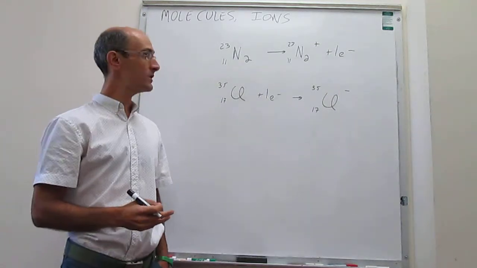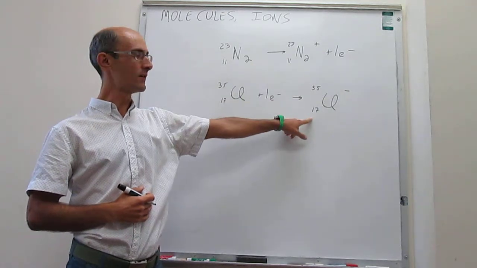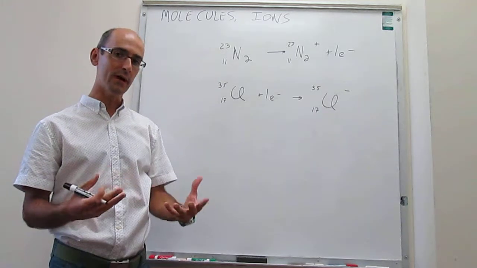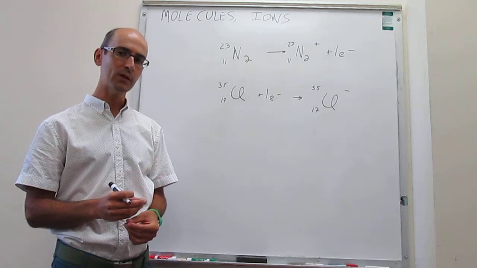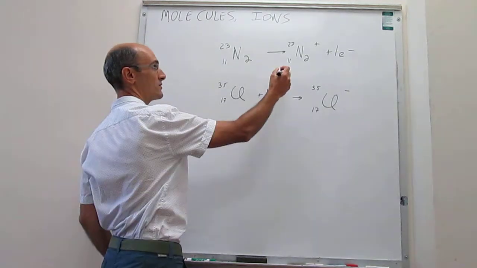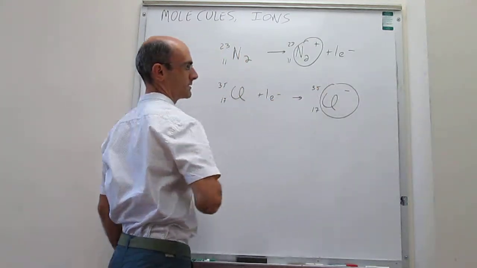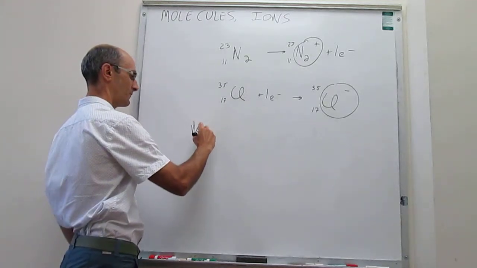A little bit about the language. Positive ions are called cations, and negative ions are called anions. Now when you have ions, it turns out that these ions can interact with each other to form compounds. For example, if we get the interaction of a sodium plus ion with a chloride minus ion, we will generate something called sodium chloride.